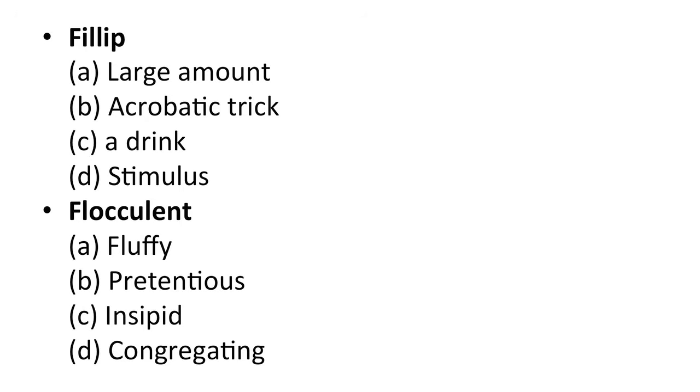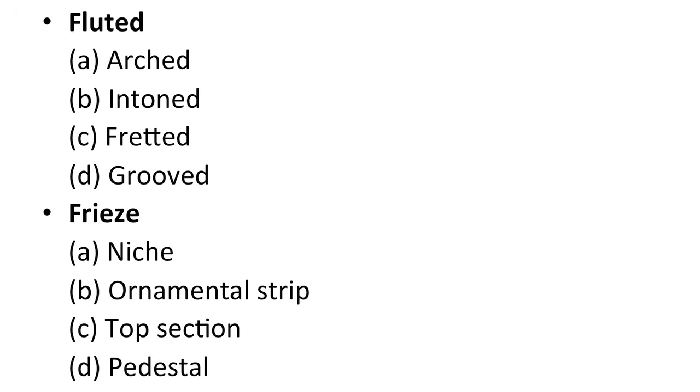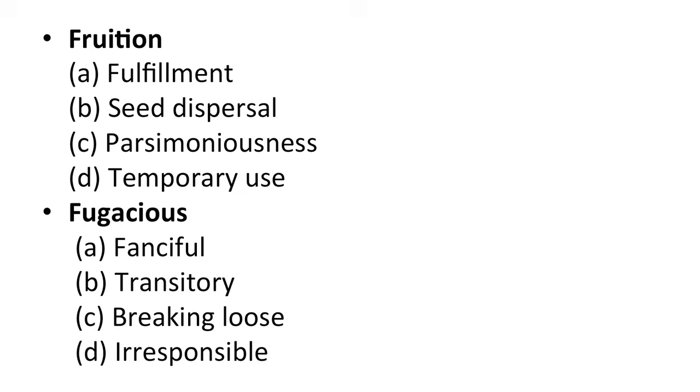If you know succulent, you will be able to do flocculent. And next word, fluted, nothing to do with the instrument, okay. A, arched, B, intoned, C, fretted, D, grooved. And frieze, pronounced as freeze: niche, ornamental strip, top section, pedestal. These words are taken from a particular domain of study or knowledge. Next, fruition: fulfillment, dispersal, parsimoniousness, temporary use. Fugacious: fanciful, transitory, breaking loose, irresponsible.